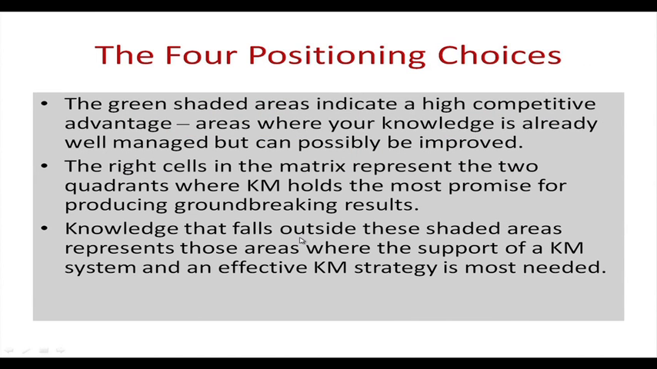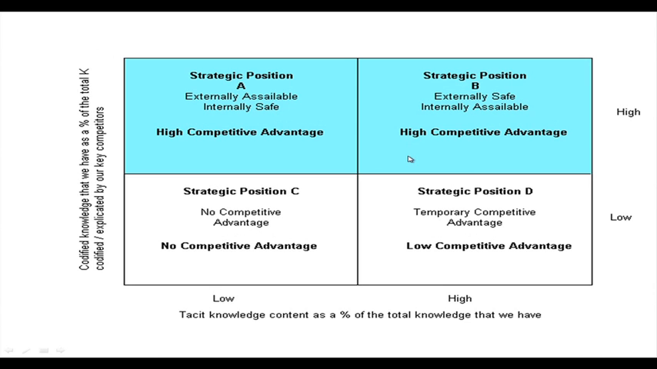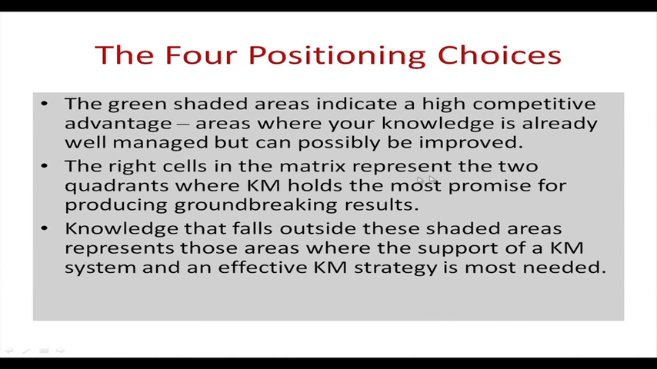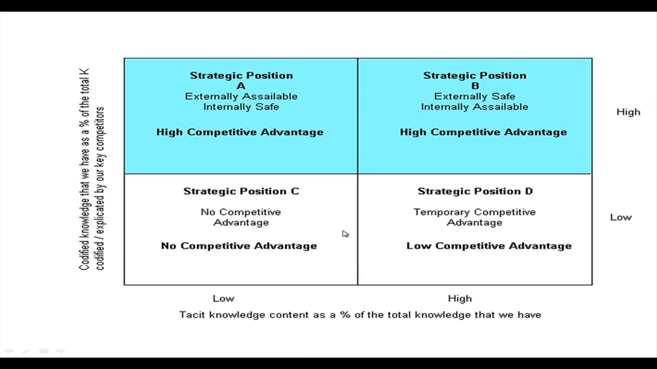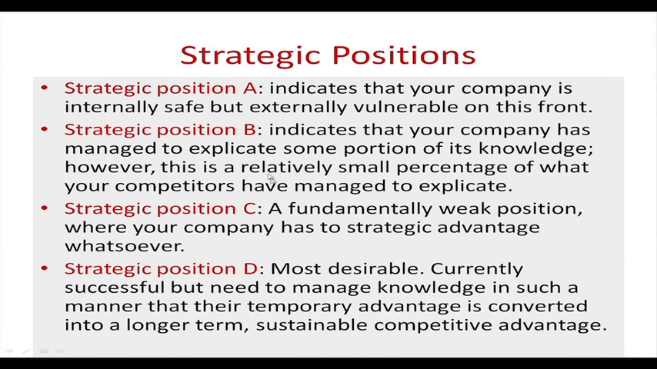Now, the shaded areas indicate a highly competitive advantage area where your knowledge is already well managed, but can possibly be improved, right. Then the right cells in the matrix represent 2 quadrants where KM holds the most promise for producing groundbreaking results. So these are the right cells, because tacit cells are very important, right. Then you look at the strategic position.